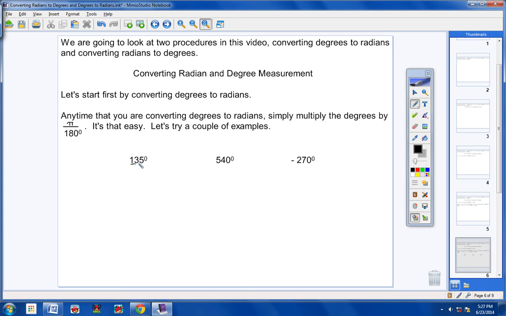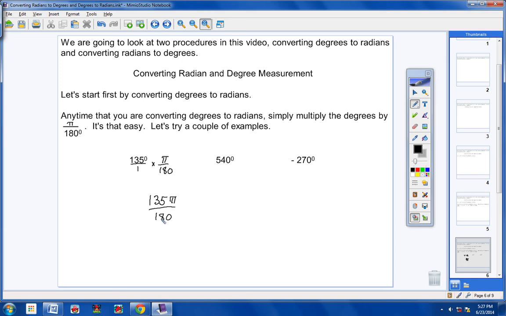Well, all that you have to do is put the 135 over 1 and multiply it by pi over 180. It's that quick. And to be honest with you, students, your calculator will reduce this fraction for you. Let me show you what I mean. Now you could try to cancel and see what number goes into 135 and see if that same number goes into 180. That's a fine way to do it, but I would just use your calculator if I were you. 135 times pi is just 135 pi, and 1 times 180 is 180.